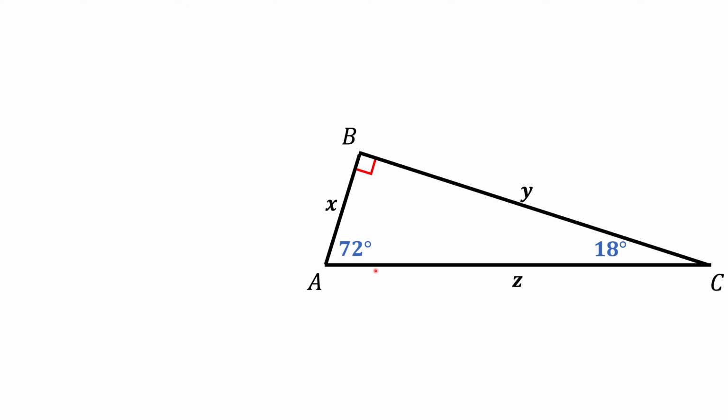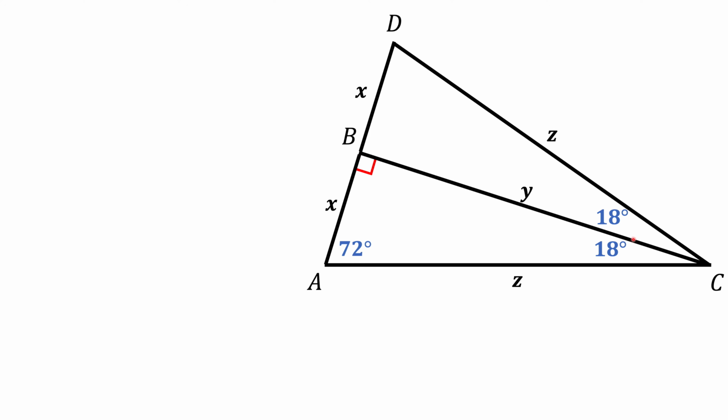So what we're going to do here is take this triangle and reflect it over the side BC. In this case, we're going to get the triangle ADC. One thing to note is that for this triangle ADC, the angle A will be 72 degrees and angle C will be 36 degrees.